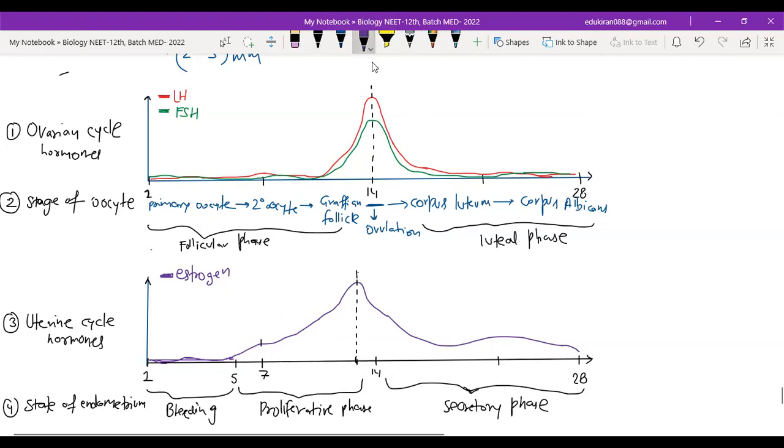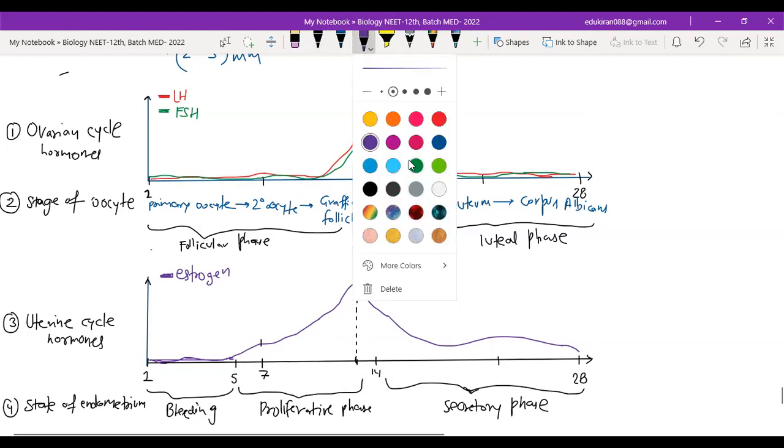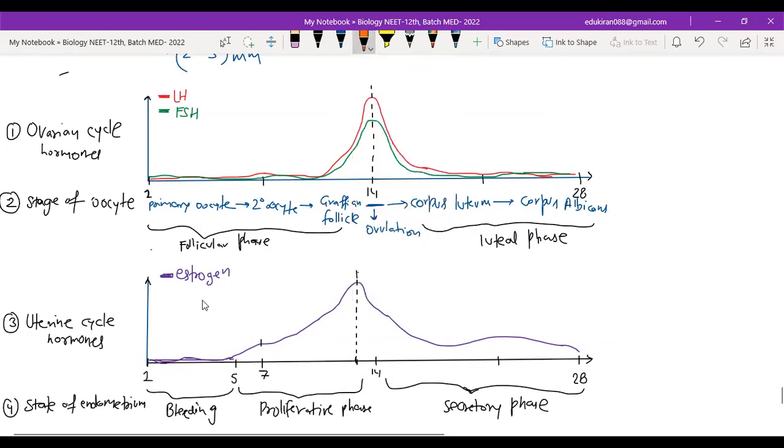Now let me use a color for progesterone. Which color should I use? It's purple, so let's use orange. Now let's talk about progesterone. Progesterone is also very low in the first 5 days because it's the bleeding phase. If that was high, then bleeding would not have happened, right? But will it start rising after the bleeding ends?